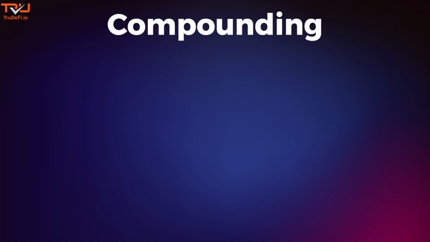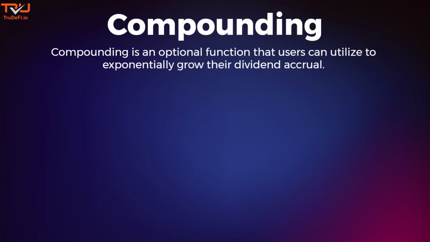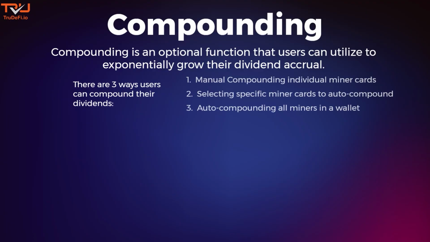Let's talk about compounding. Compounding is an optional function that users can utilize to exponentially grow their dividend accrual, and there are 3 ways to compound dividends in Tru2X. 1. Manually compounding individual miner cards. 2. Selecting specific miner cards to auto-compound. And 3. Auto-compounding all miners in a wallet.